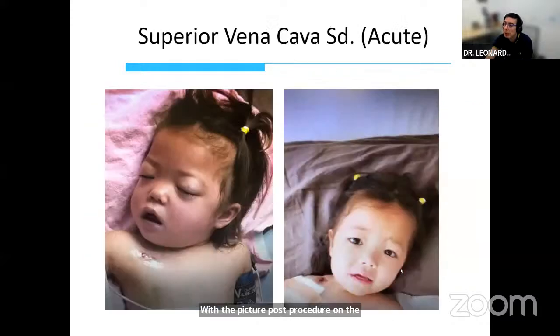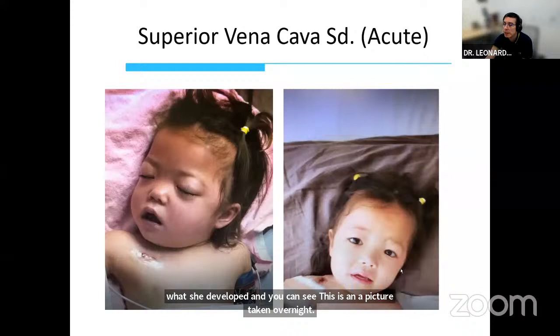And I'm showing now a school age lovely girl with acute lymphoblastic leukemia with a scar of her Port-a-Cath that ended up being removed. And this is post-induction for high-risk leukemia, rich in asparaginase therapy, needless to say what she developed. And you can see this is a picture taken overnight, and you can immediately identify the changes of her phenotype.